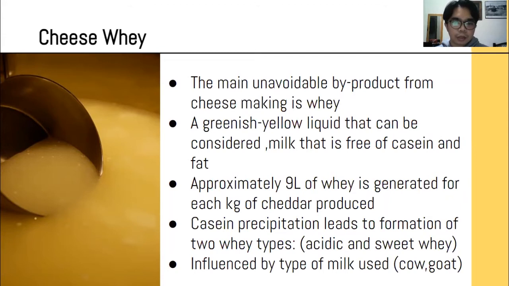So approximately 9 liters of whey will be generated for each kilogram of cheddar produced. So it means that this process of making cheese will produce a large volume of waste. The casein precipitation will lead to the formation of two types of whey, which are the acidic and sweet whey. The type of whey will be influenced by the type of milk used, such as from the cow or goat.